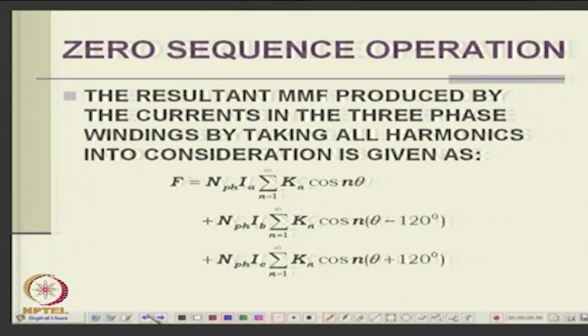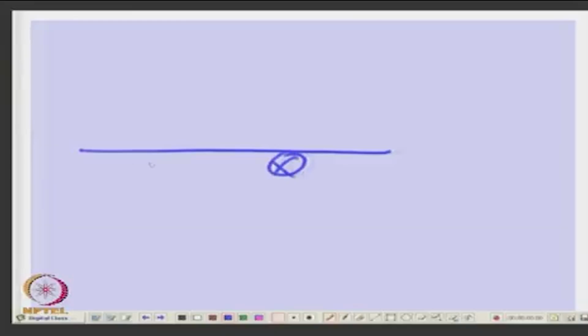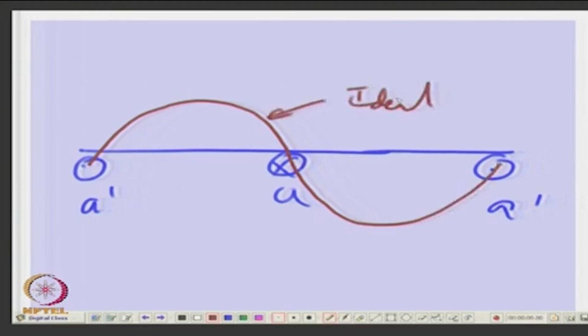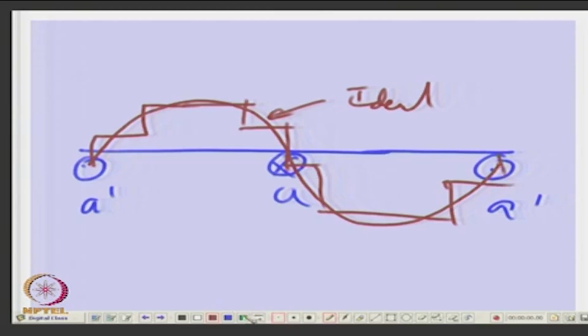Now, if the MMF produced has harmonics, because we assumed that with each winding, MMF produced is purely sinusoidal, that is what we assume. But if they have harmonics, supposing you have a coil A A dash, ideally you would have expected it purely sinusoidal, this is the MMF distribution, this is ideal. But in actual practice it may have some combinations, this is actual.